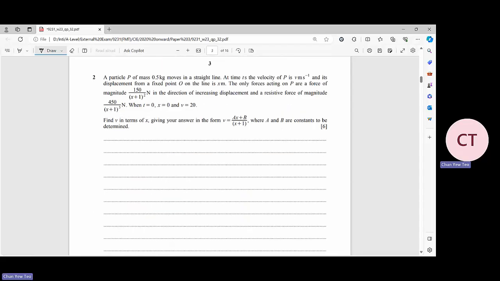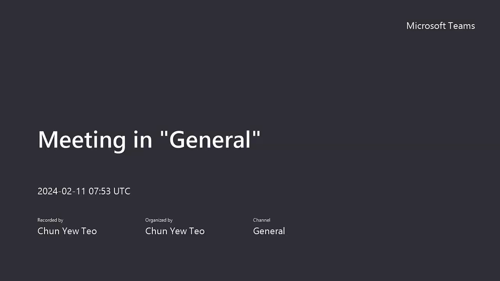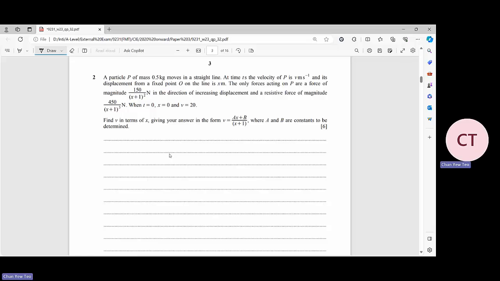Move on, we have question number 2. A particle P of mass 0.5 kg moves in a straight line. At time t seconds, the velocity of P is v meters per second and its displacement from a fixed point O on the line is x meters. The only forces acting on P are a force of magnitude 150/(x+1)^2 newtons in the direction of increasing displacement. That means it's away from O. And a resistive force of magnitude 450/(x+1)^3 newtons.